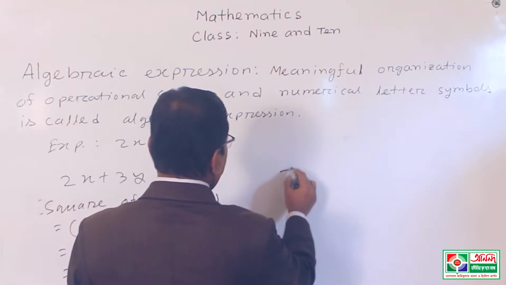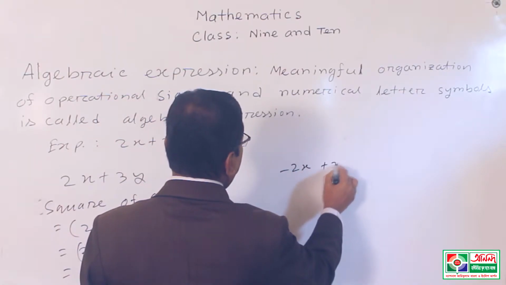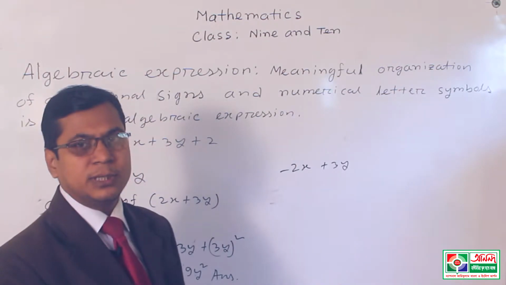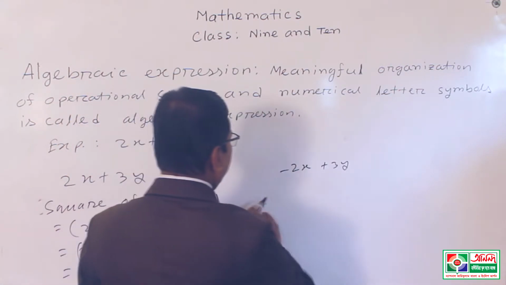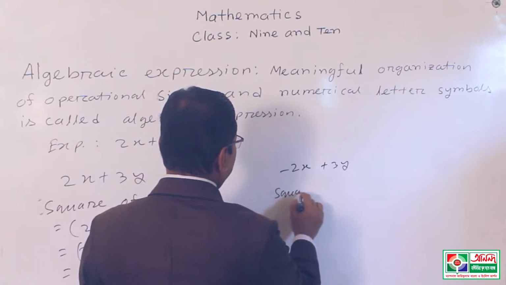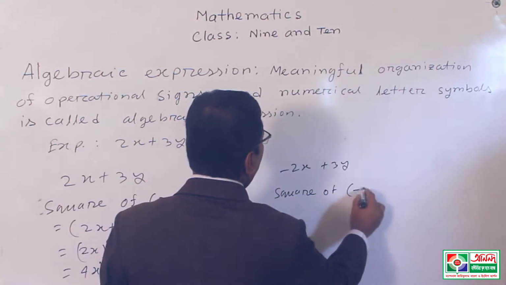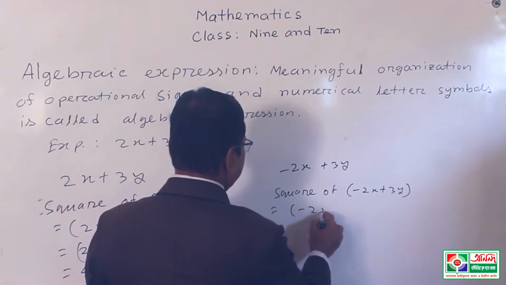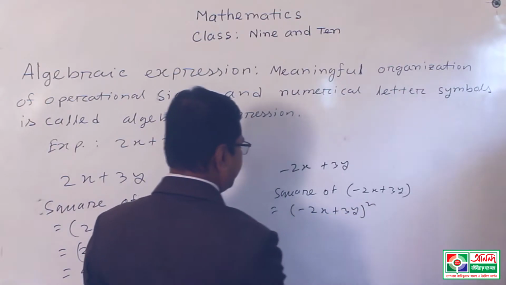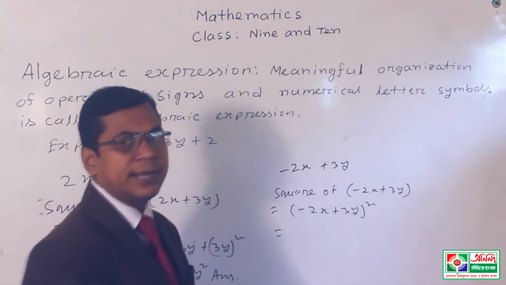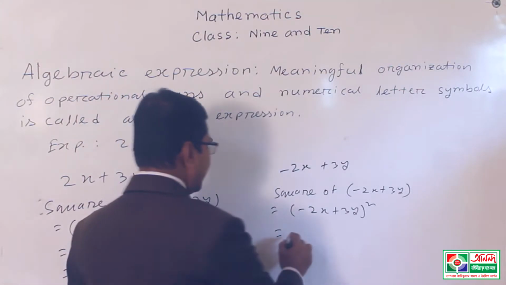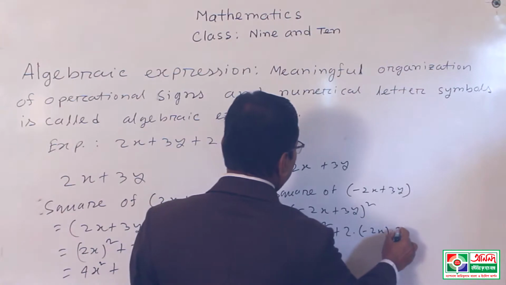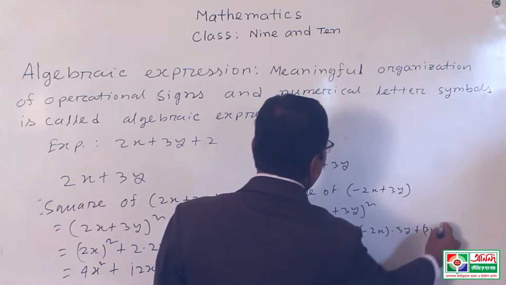Look at minus 2x plus 3y. You can apply the formula of a plus b or a minus b, and now we can apply the formula (a plus b) whole square of minus 2x plus 3y. Then you can write here (minus 2x plus 3y) whole square, and here look, a is minus 2x and b is 3y, so you can write here (minus 2x) whole square plus 2 into minus 2x into 3y plus (3y) whole square.